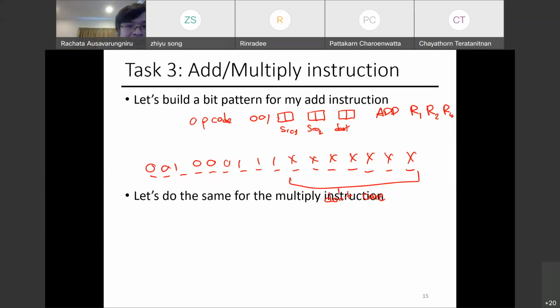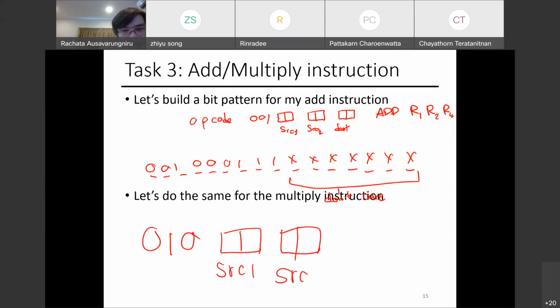So the multiply is 0, 1, 0, right? 0, 1, 0. And then this is source 1. My bad. Let me erase here. And hopefully I win my fight with PowerPoint and drawing. 0, 1, 0, followed by source 1, source 2, and another 2-bit destination, and then a bunch of don't care. So if I see this, I know, okay, it's a multiply between source 1 multiplied by source 2, write the result in destination.